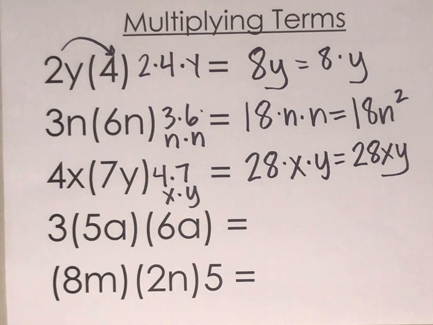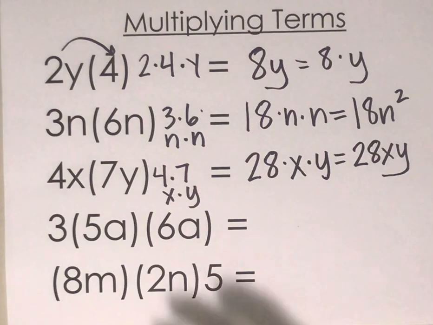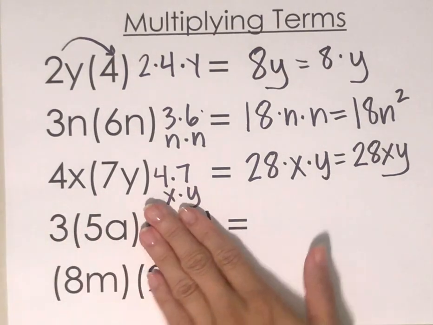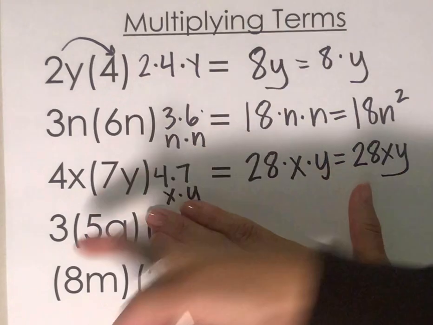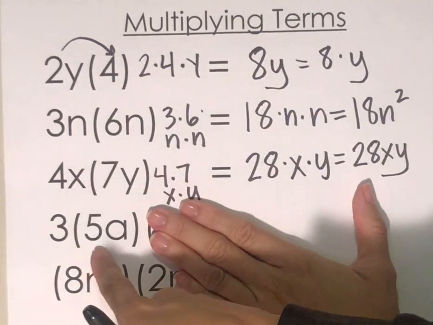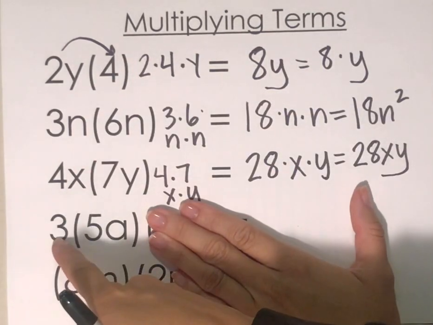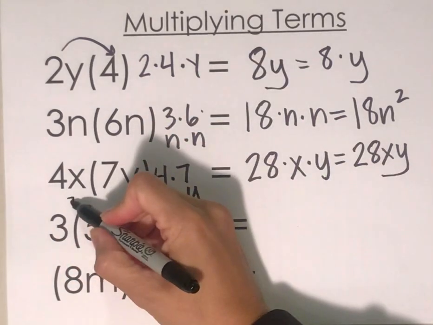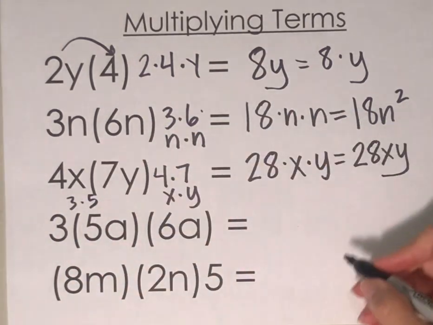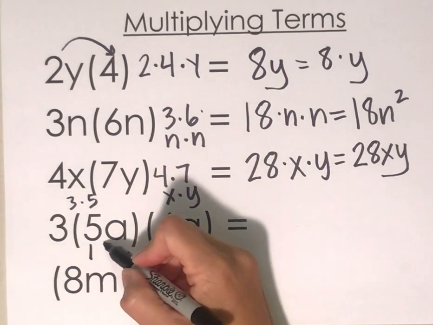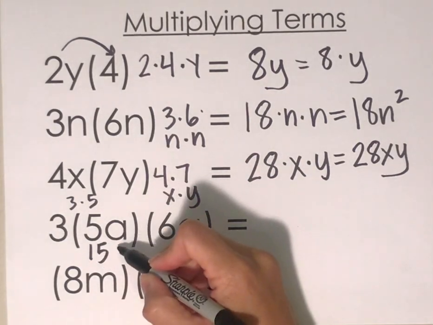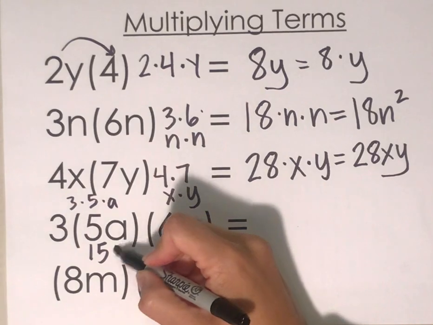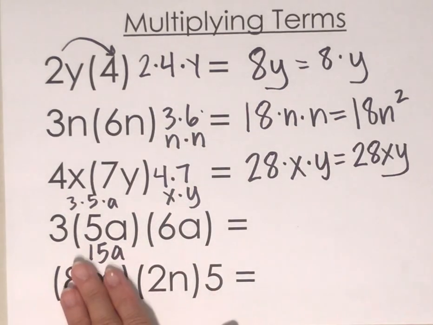Okay, this one here. This one I like to take one step at a time. So I'm going to first just multiply the 3 and the 5. I'm going to pretend that's not here, because this kind of looks like the first one. So I'm going to do 3 times 5, and 3 times 5 is 15. That gives me 15, and then I just carry over the a because we're just multiplying by a. So that would be 15a.